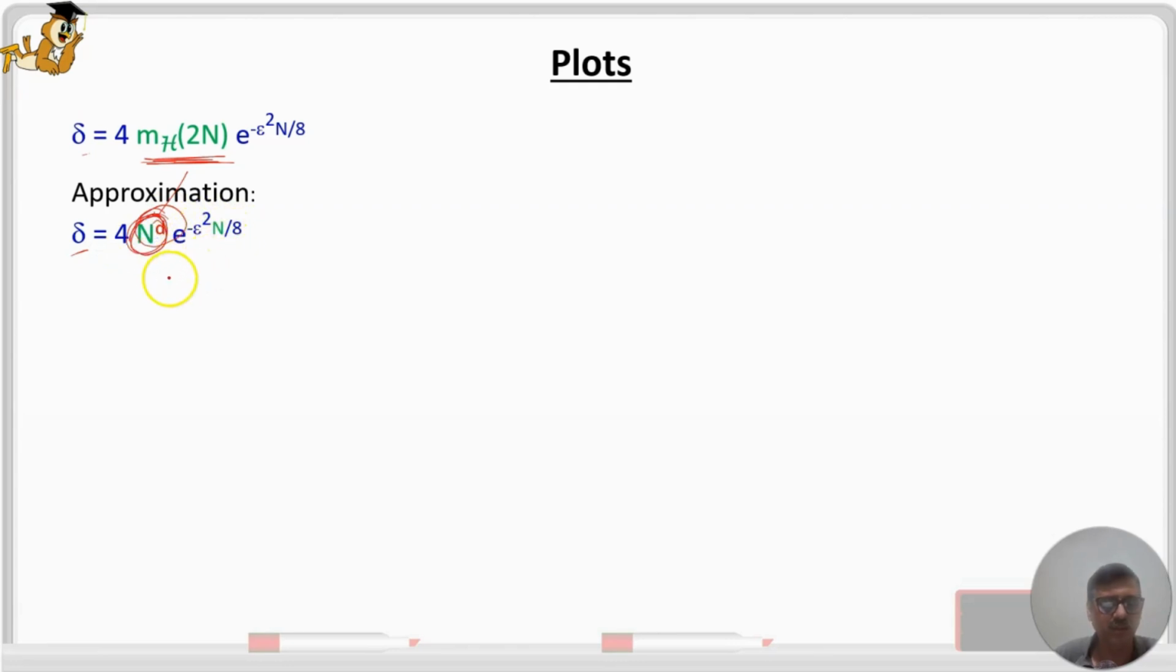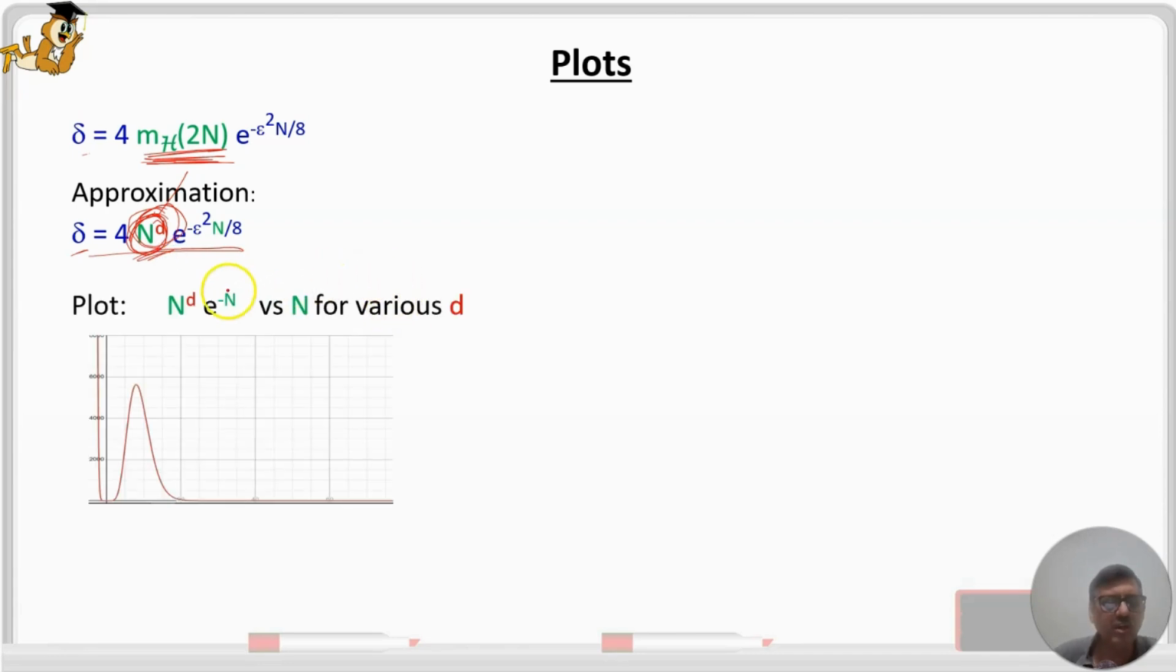epsilon square n upon 8. So let's approximate this growth function by its highest term. Why is this an approximation? It's an okay approximation, because as n increases, the highest order term will dominate all other terms. So that's the reason why we have taken the highest order term over here.